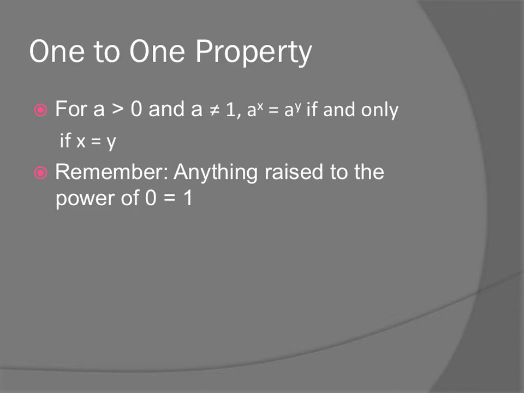So it says for a greater than 0 and not equal to 1, a to the x equals a to the y if and only if x equals y. All this means is if I get the bases to be the same, then I can set the exponents equal to each other. Okay, and remember, anything raised to the power of 0 is 1.